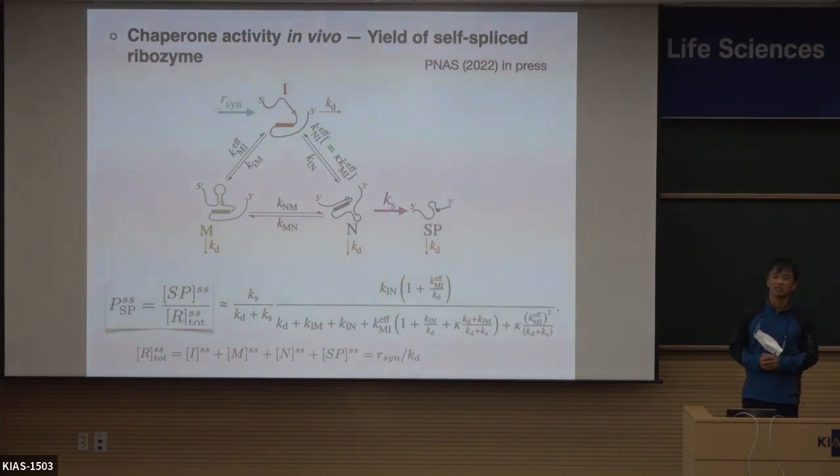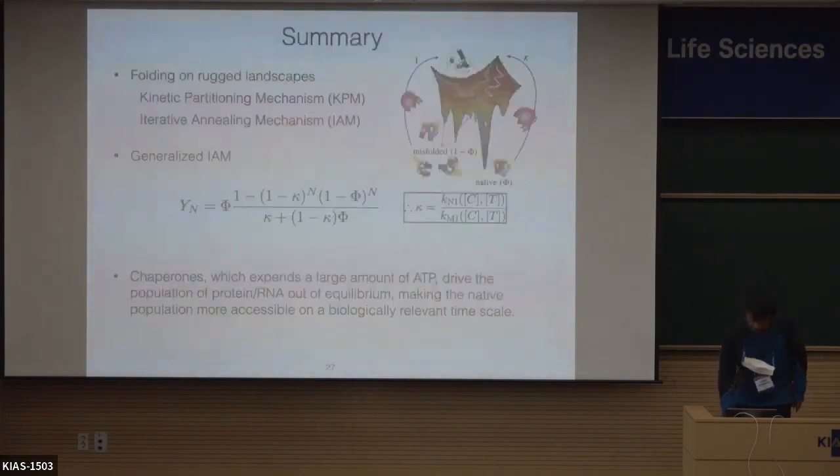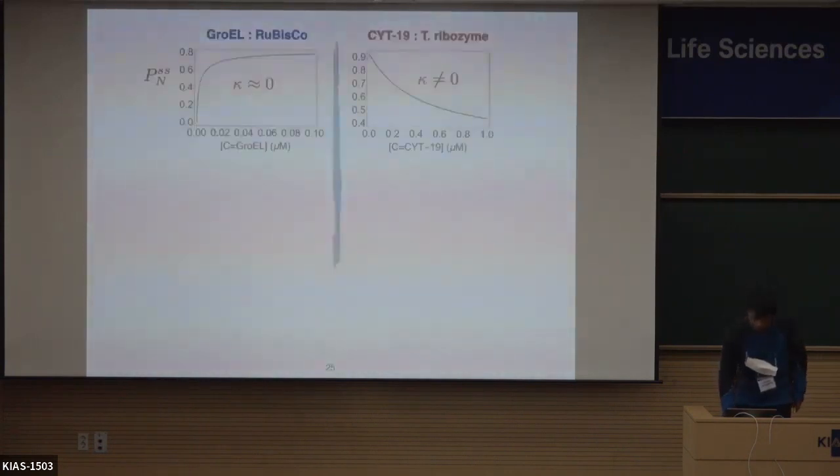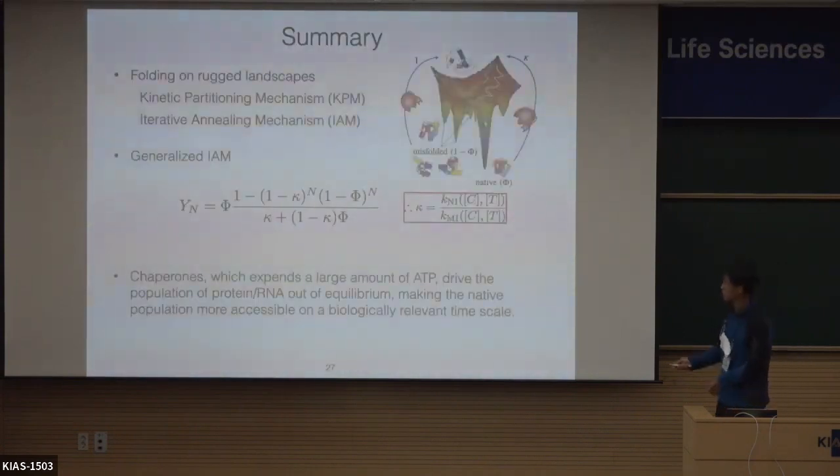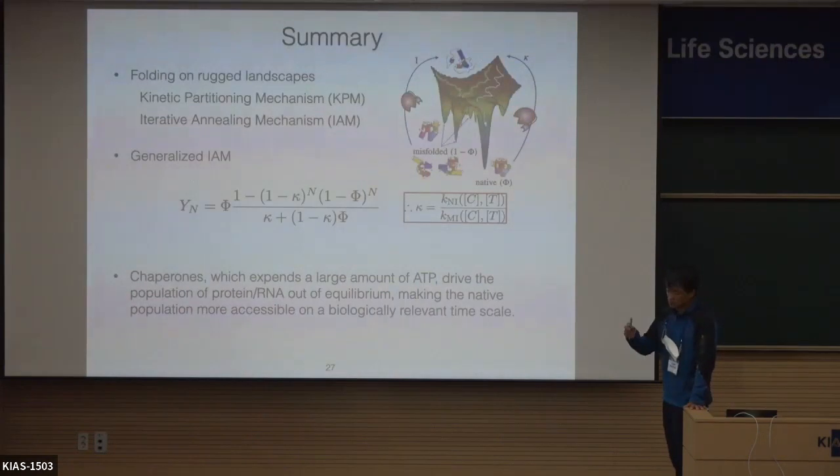What is the benefit of having this flux in this flux system? Yeah, in a biological sense. Maybe I can talk about the benefit in this way. Even though the yield of the native state is smaller, if you have a large flux, even though that population is small, you can make that accessible to the cellular condition.